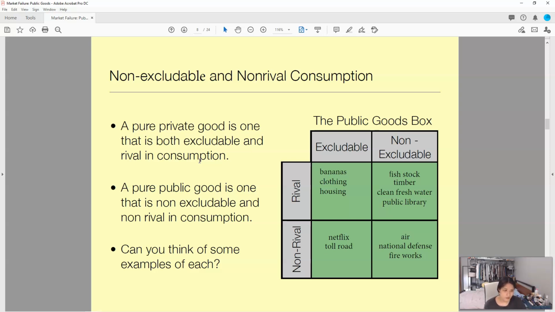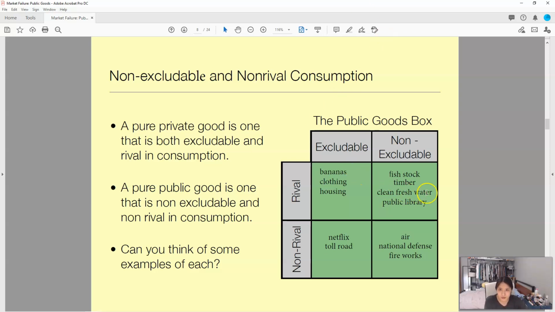However, if you pay for the membership, when I am watching the movie, can I affect your ability to watch the same movie? No, that would not happen. So a club good is excludable but non-rival. You cannot use it if you didn't pay for it, but one person's consumption would not affect the amount of the good available for others.